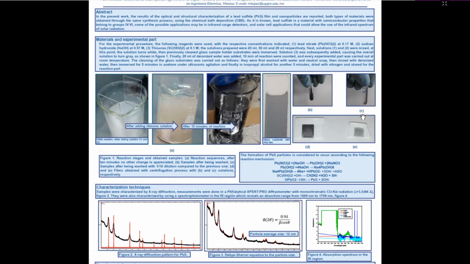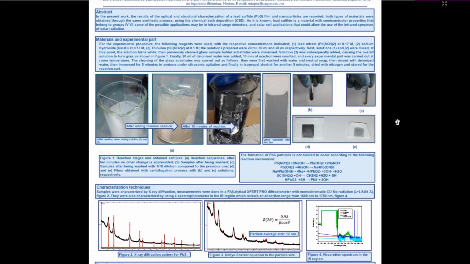In the present work, the results of the optical and structural characterization of a lead sulfide, or PbS, film and nanoparticles are reported. Both types of materials were obtained through the same synthesis process, using chemical bath deposition, or CBD. As it is known, lead sulfide is a material with semiconductor properties that belongs to groups IV-VI. Some of the possible applications may be in infrared range detectors and solar cells, which could allow the use of the infrared spectrum of solar radiation.